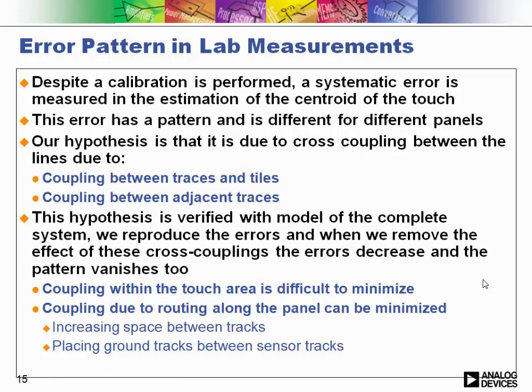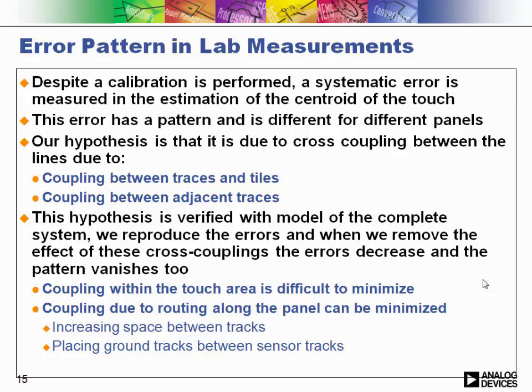So we started thinking that maybe it was coupling between the traces, the routing that you have, and the sensors, and routing to routing. Because if you had only the sensors, since sensors are symmetric, the coupling between sensors should not affect your accuracy. But because the routing is not symmetric, it might affect how you position your finger. So we built a model of the whole panel and ran simulations, and we actually saw that that was the case.